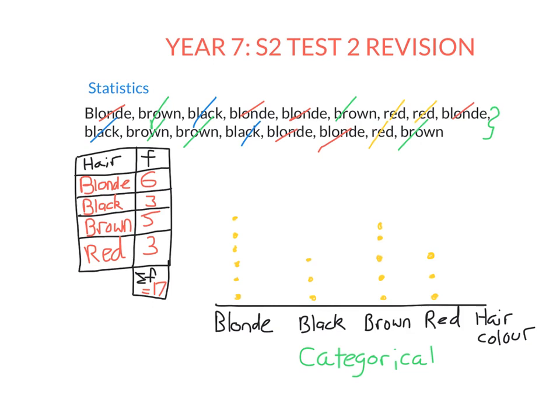Numerical data is when the observations you collect are not a category like blonde or black, but rather the observations you collect are a number. So we're now going to look at an example involving numerical data. Please pause and copy down this example if you need.